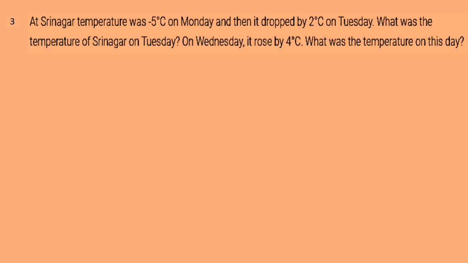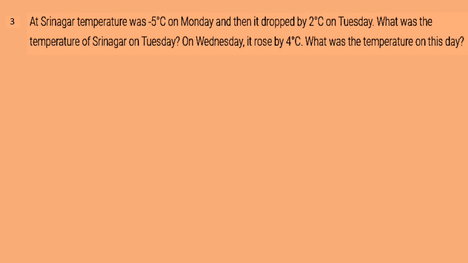At Srinagar, the temperature was minus 5 degrees Celsius on Monday, and then it dropped by 2 degrees Celsius on Tuesday. Dropped means what? Some degrees have reduced. You have to subtract the degrees. Okay. Next, what was the temperature of Srinagar on Tuesday? You have to find the temperature on Tuesday. And on Wednesday, what happened? It rose by 4 degrees Celsius.